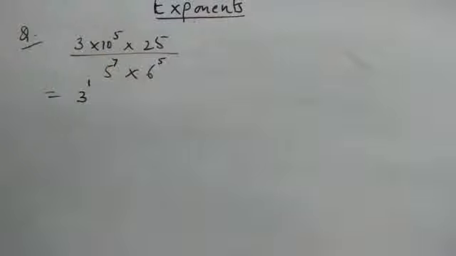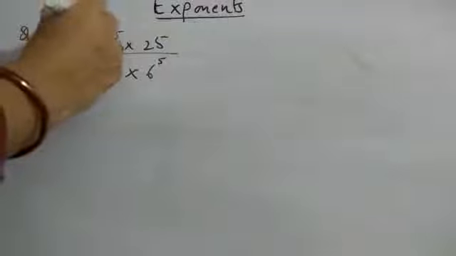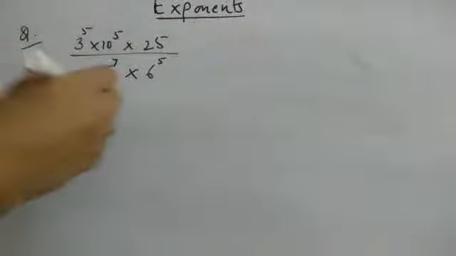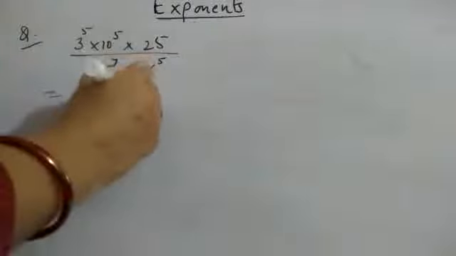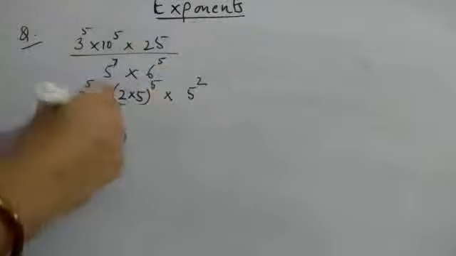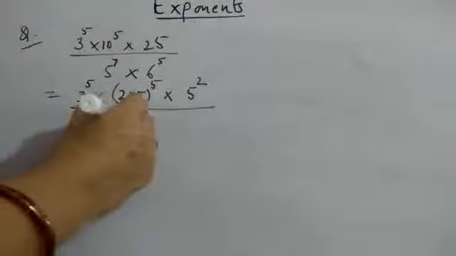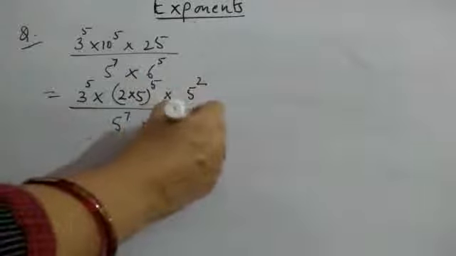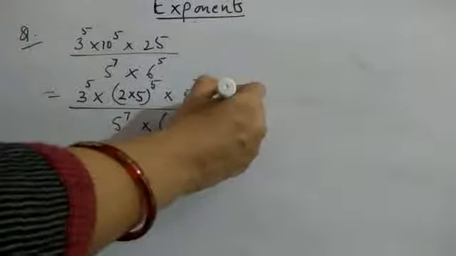We will write that this was 3 to the power 5. Now 10 can be factorized. It can be written as 2 into 5, so 2 into 5 to the power 5. 25 can be written as 5 square, and this is 5 power 7. 6 can be factorized. It can be written as 2 into 3 to the power 5.